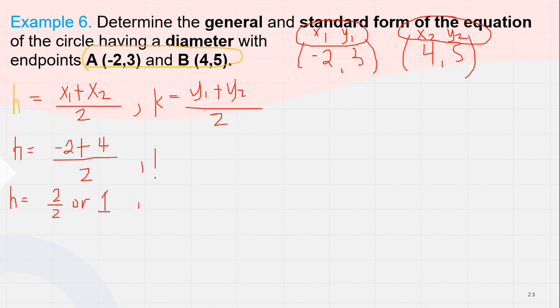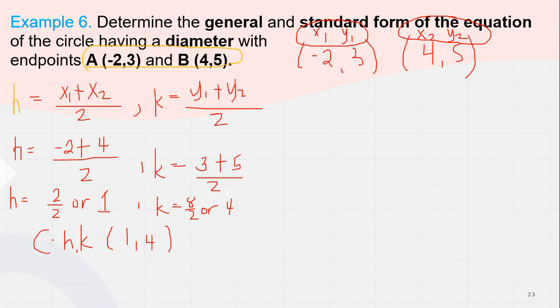Okay? Yung k natin is, magiging y sub 1 is 3. Y sub 2 here is 5. Divide natin yan sa 2. So, yung value ng k natin is 8 divide 2 or 4. So, we already know the value of our hk, which is 1 and 4. So, ito yung magiging center natin. 1 and 4. So, ganyan po hanapin yung center.